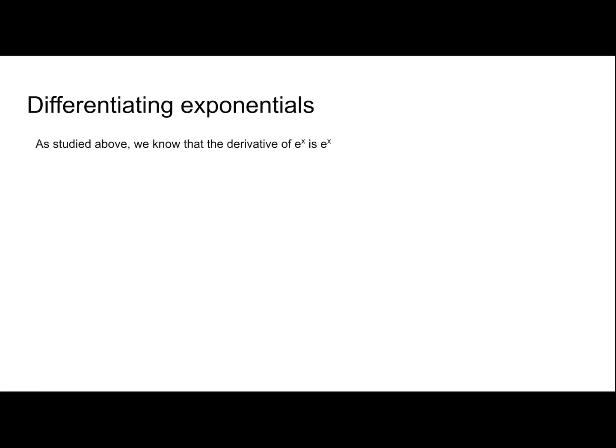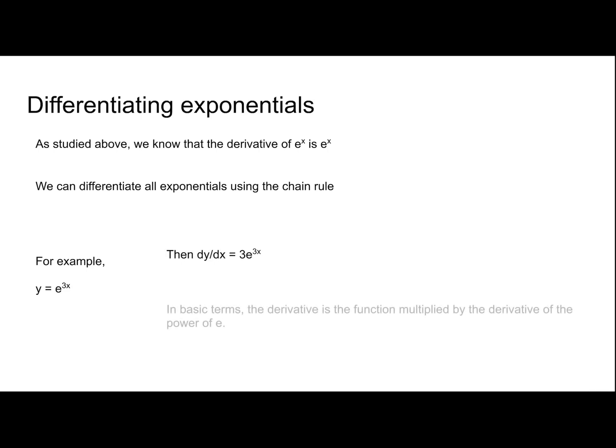As studied above, we know that the derivative of e to the power of x is e to the power of x. We can differentiate all the exponentials using the chain rule. For example, if we have y equals e to the power of 3x, we can differentiate that. The derivative of 3x is 3, and if we multiply 3 by e to the power of 3x, we will get 3 times e to the power of 3x. And that will be our derivative. The derivative of 3x is 3, so 3 times e to the power of 3x, that is 3e to the power of 3x.